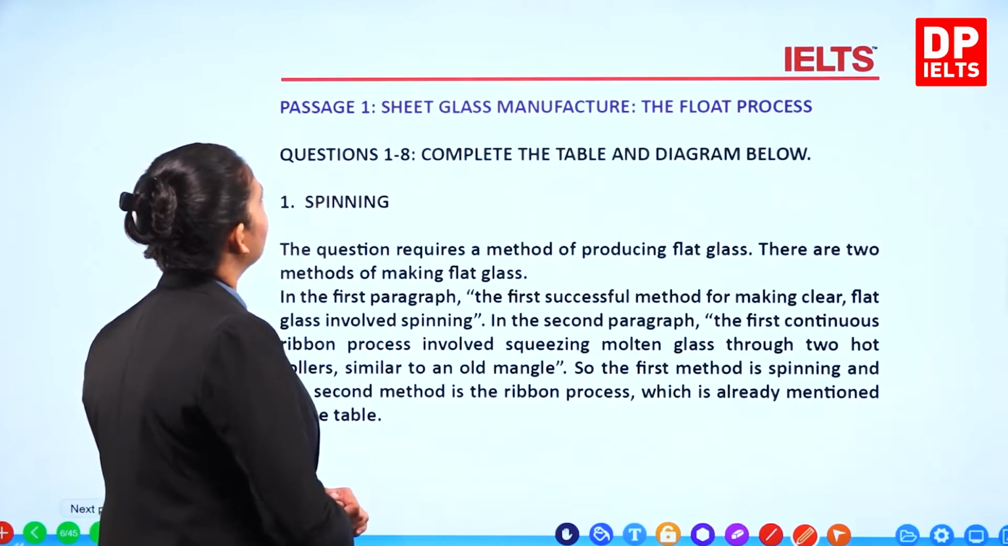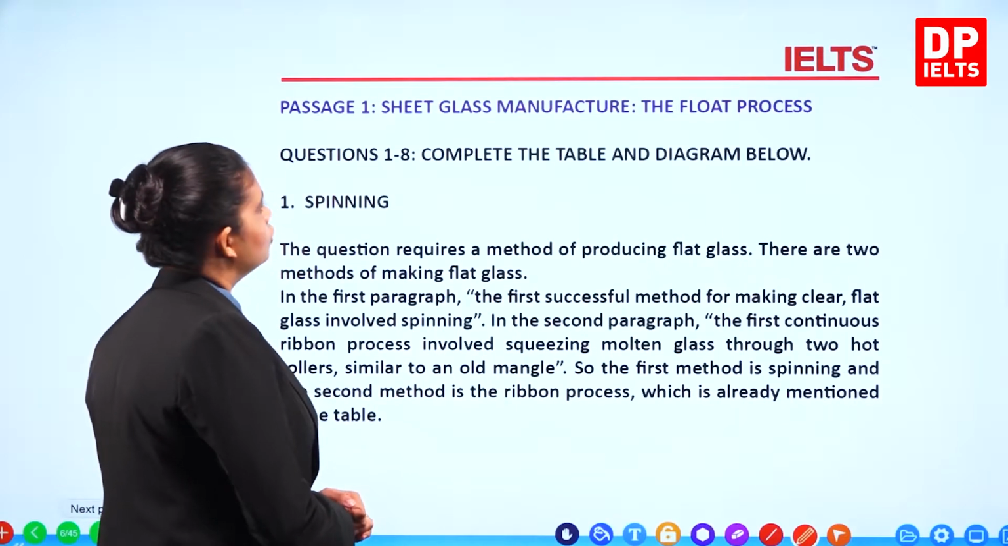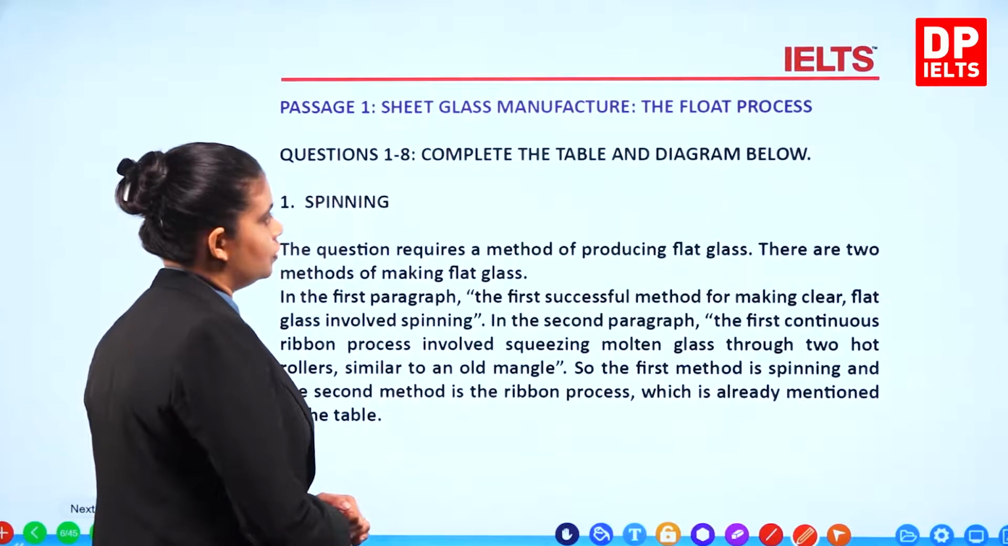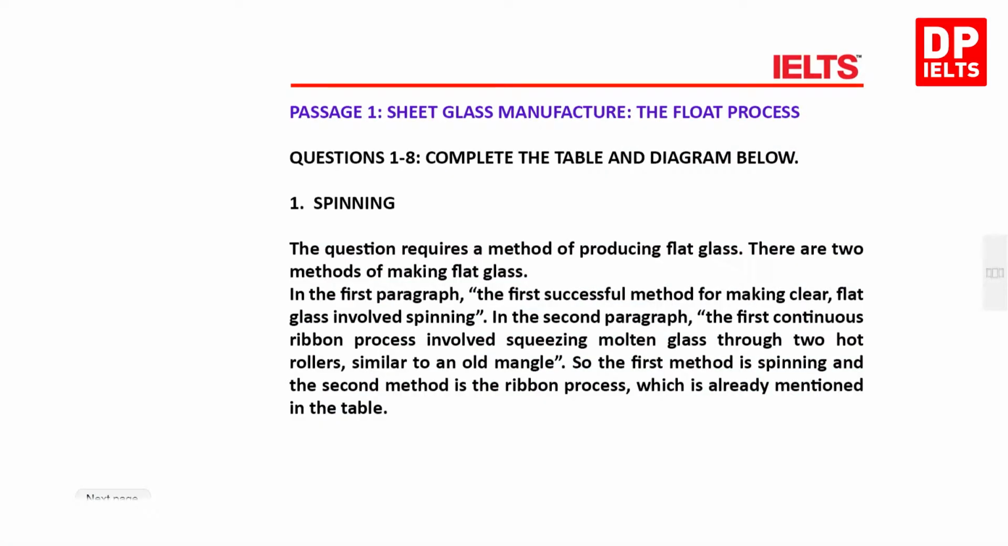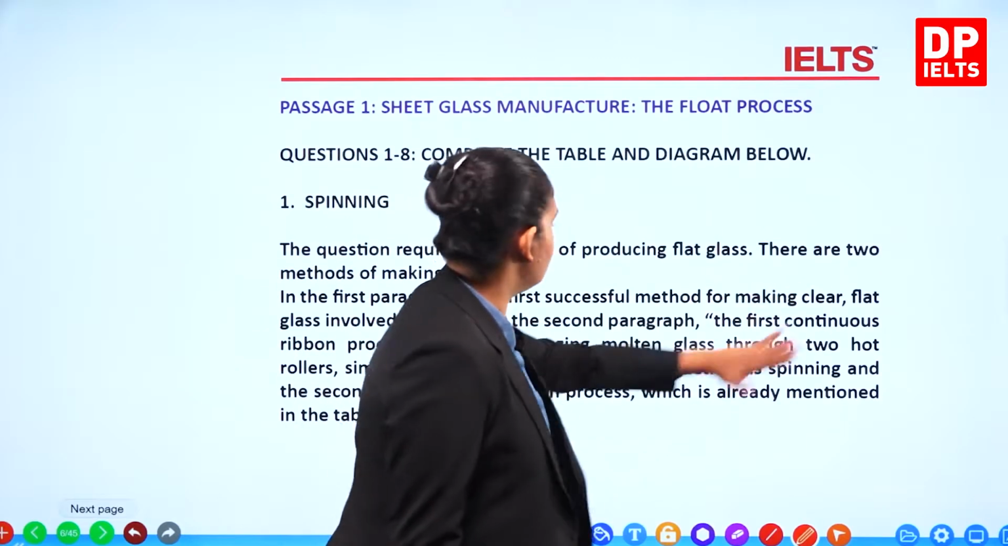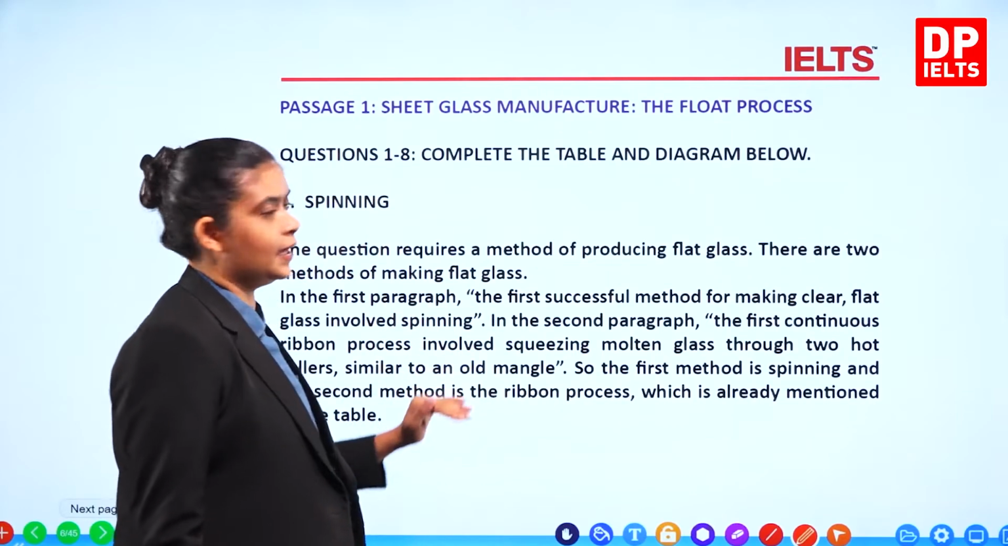So, passage 1. Sheet glass manufacture, the float process. Complete the table and diagram below. So, the first one is spinning. The question requires a method of producing flat glass. There are 2 methods of making flat glass.